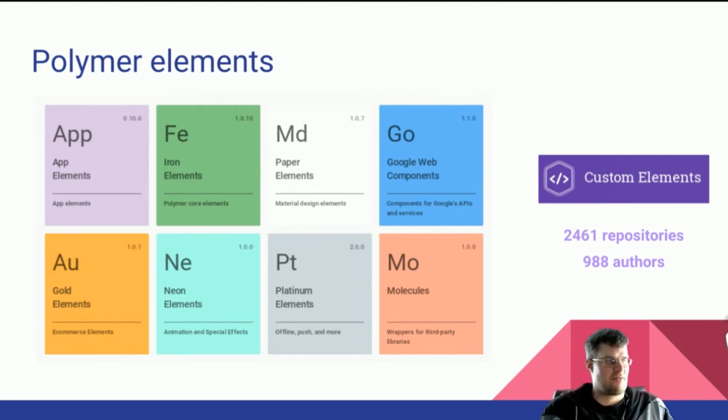And then you have the custom element block, where the community has built a lot of third-party components. At Custom Elements IO, you can find over 2,500 repositories by over 1,000 authors. So that's a really good resource if you want some more functionality that you don't find in the standard library.